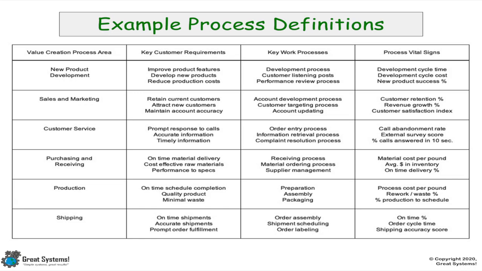This blueprint helps you better define each key process in your value stream, as completing it requires you to define the key customer requirements and process measures for each functional group, value creation process area, in your facility. So notice in this example, we have new product development, sales and marketing, customer service, purchasing and receiving, production, and shipping. 6 different value creation process areas.